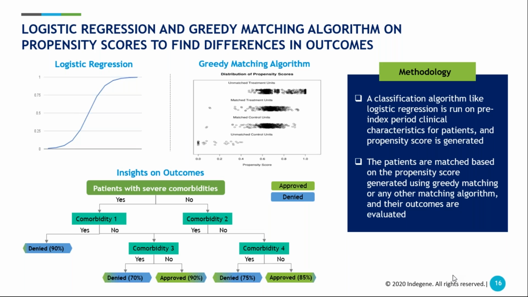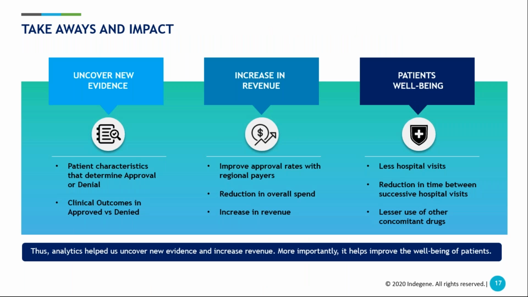First we started with the hub and specialty pharmacy background, right? Once we started with that, we saw how they play an important role, and how the data sets can be collected from both hub and specialty pharmacy, and how they can be integrated with real world data sets. Once they are merged, we saw how powerful it is to uncover new evidence, like the patient characteristics that the payers look at when they approve or deny a drug, or in the post period you can look at the clinical outcomes and see the impact on approved patients versus denied patients.